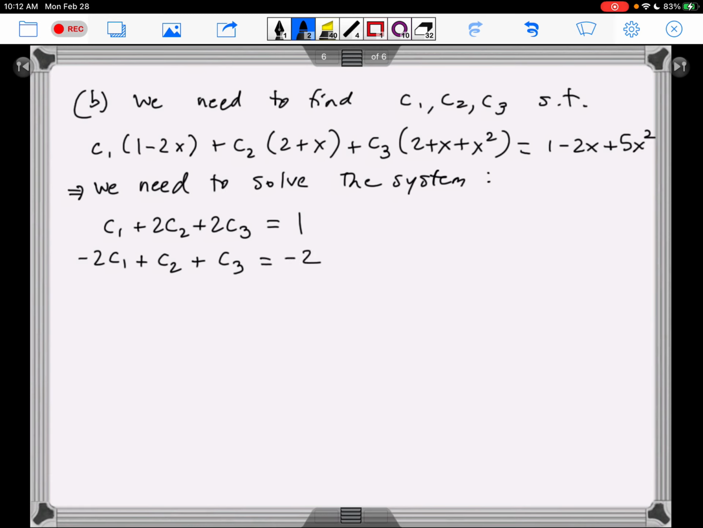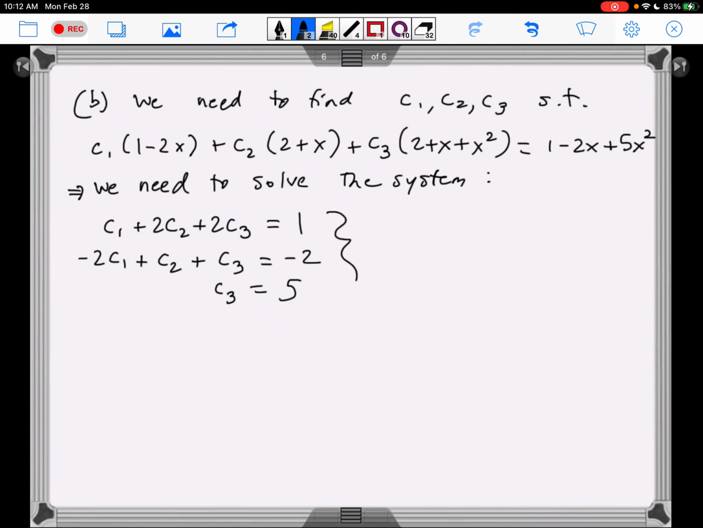And if you look at the x squared terms, I don't have any C1s, I don't have any C2s, and I do have a C3 here. So I have C3 is equal to 5. Okay. This is the system we need to solve here, okay?